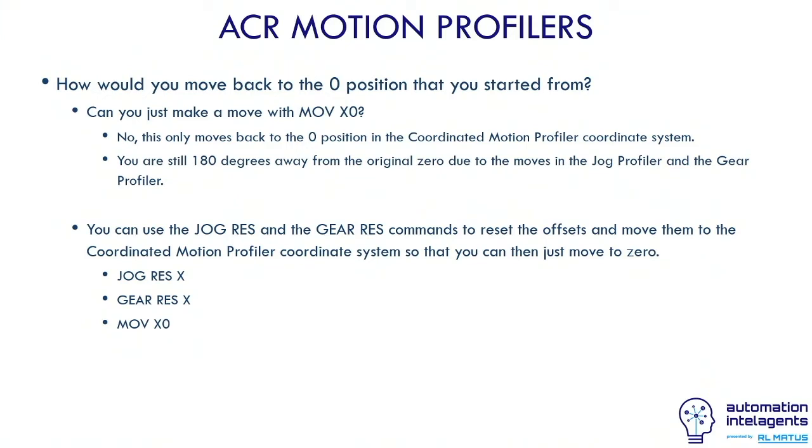You can use the jog res and the gear res commands to reset the offsets and move their values to the coordinated motion profiler coordinate system so that you can then move to 0. Jog Res X, Gear Res X, Move X0 would take you back to the original point.